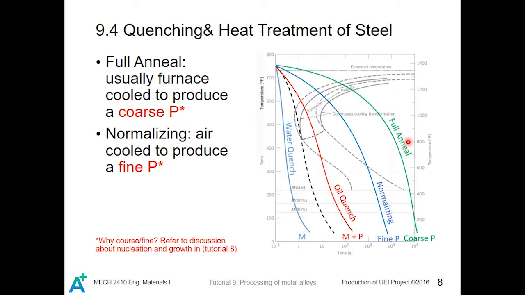Conversely, if the cooling rate is the slowest, the steel after the processing will be the most ductile among these four methods with different cooling rates, however the strength is lowest. Basically these four methods: water quenching, oil quenching, normalizing, and full annealing of the steel, all require us to first heat the steel to a temperature beyond the eutectoid temperature, which is 700-something, so it must be larger than the eutectoid temperature, because if you remember from tutorial 8, from the phase transformation of the steel, only austenite can be changed to pearlite or martensite and so on.